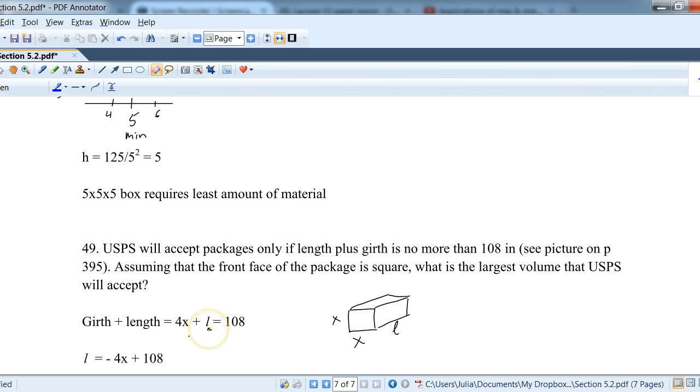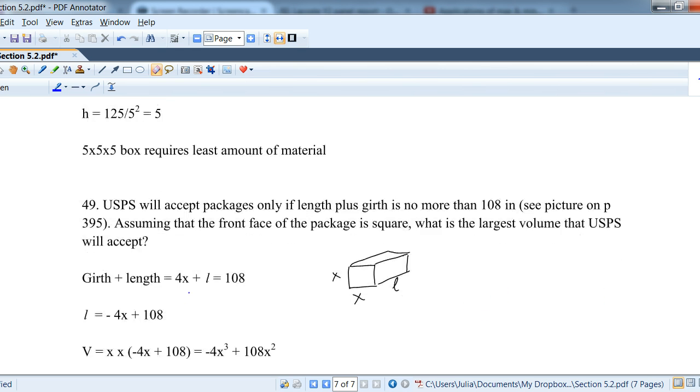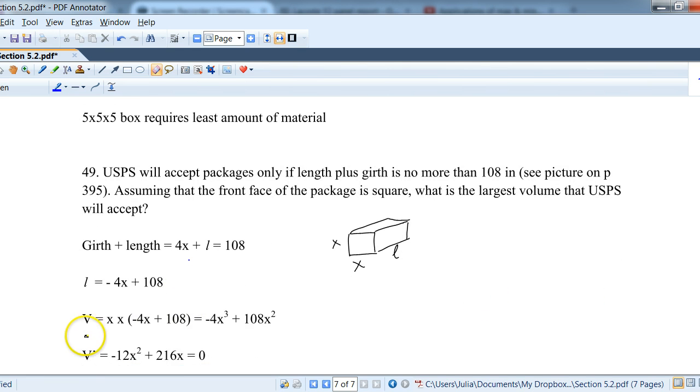And once again, we have an equation where we can solve for one of the variables. I chose to solve for the length, which will get negative 4x plus 108. And then we can substitute it into the volume. So we're trying to find our largest volume or maximum of the volume. So that should be length times width, which is x times x, times the length, negative 4x plus 108. Once again, you can distribute. This time it's x squared. So if we distribute it, we'll get negative 4x cubed plus 108x squared.